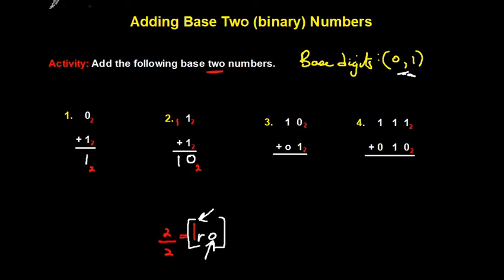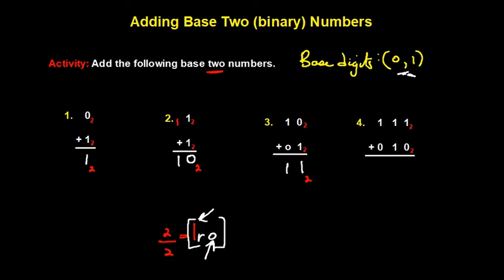Moving along to number 3. Hope you're seeing what is going on here. Alright, so 1 plus 0, or 0 plus 1, that is 1. 1 is included in this, so we can write 1. 1 plus 0, 1 again. 1 is included in there, so we can write 1. So 11 base 2.